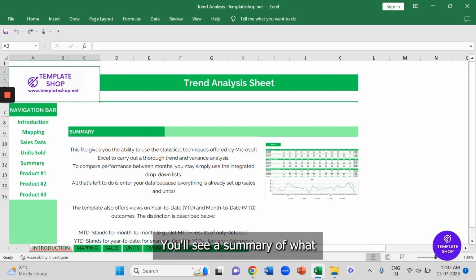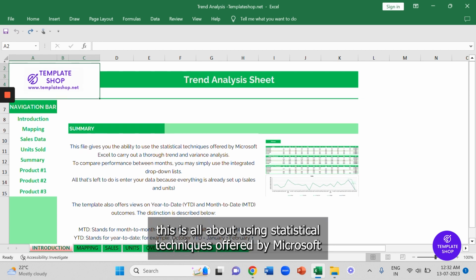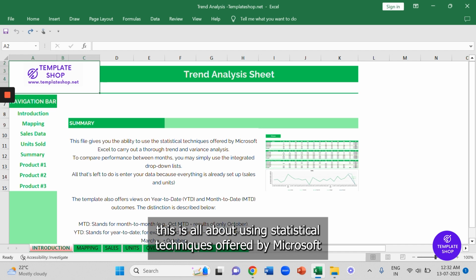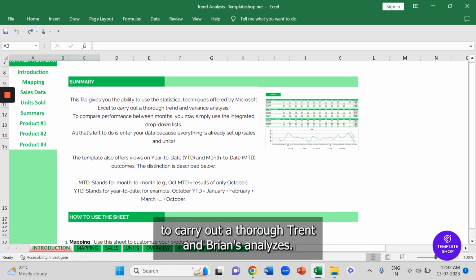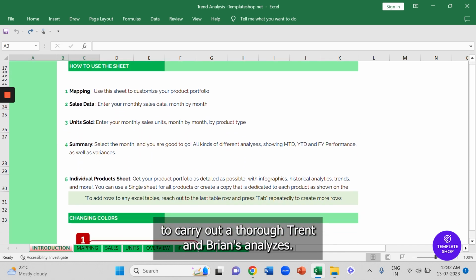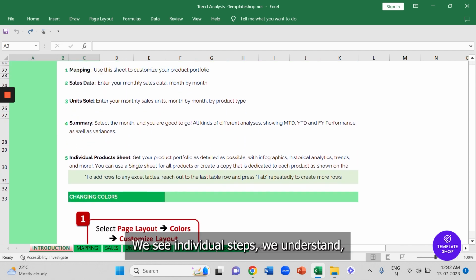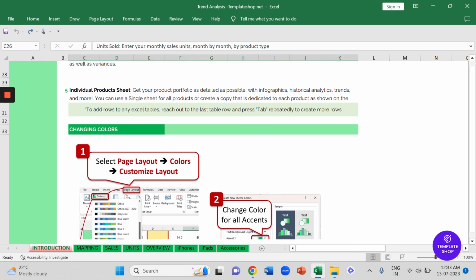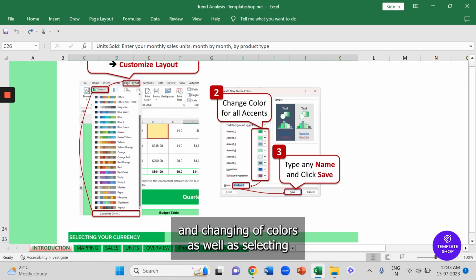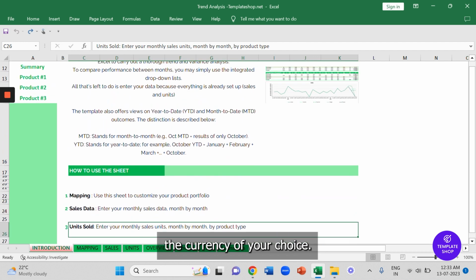Here we see a summary of what this template is all about, using statistical techniques offered by Microsoft to carry out a thorough trend and variance analysis. We see individual tabs, what we understand, and changing of colors as well as selecting the currency of your choice.